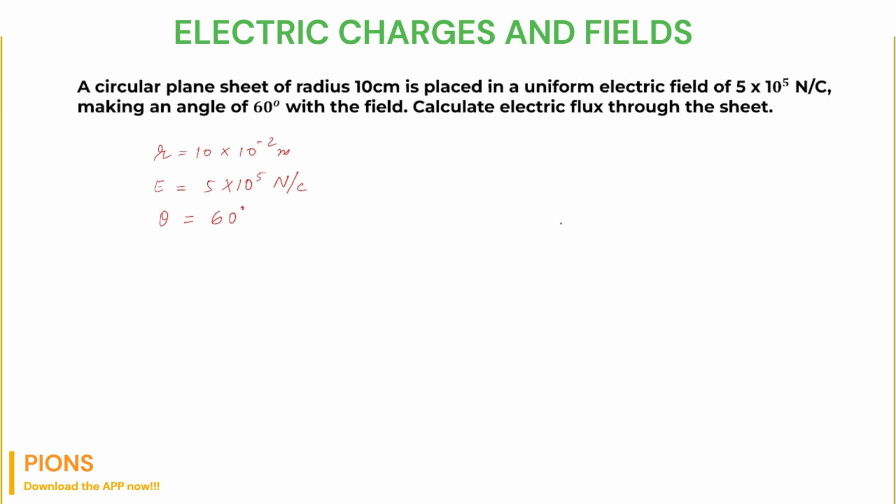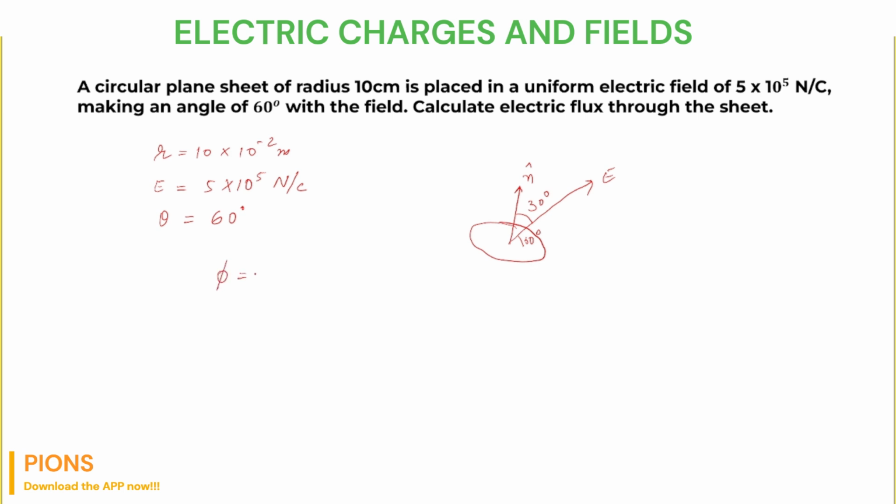So if we try to draw, this is our circular plane sheet, and the electric field, this is our E, making an angle of 60 degree with the sheet, right? But we don't need this angle. What we need is our angle must be between electric field and normal to the circular sheet. So this is our N cap, and if this is 60 degree, this will be 30 degree. That is obvious. Why? Because the normal is 90 degree to the sheet, right? So that is 30 degree, and so let's use the formula.